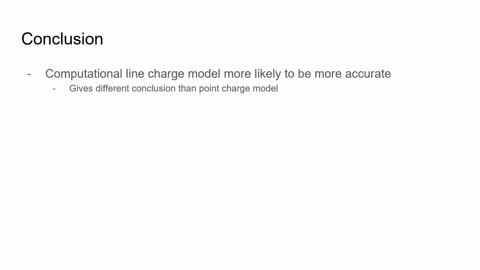So as a conclusion, the computational line model is more likely to be more accurate, and it gives us a different conclusion than the point charge model, which in my opinion is more likely to be correct.